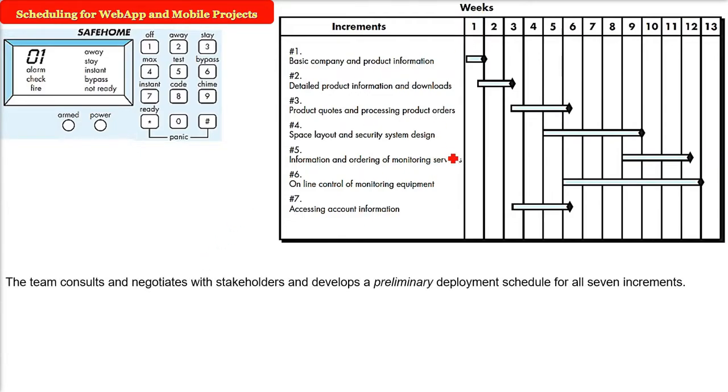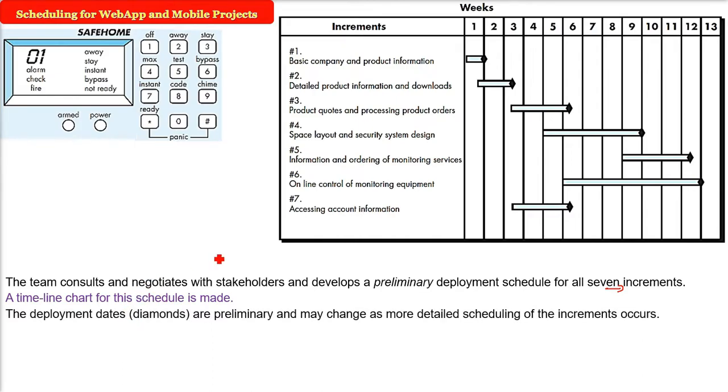First, we have to consult with the stakeholders and develop a preliminary deployment schedule for all these 7 increments. That is why I'm calling it a macroscopic schedule. So we will make a timeline chart, which is also called a Gantt chart. The deployment dates, you see here the diamonds, are very preliminary and may change as more detailed scheduling of the increment is done, because these are the 7 increments we have finalized.